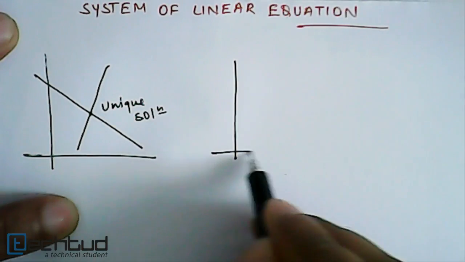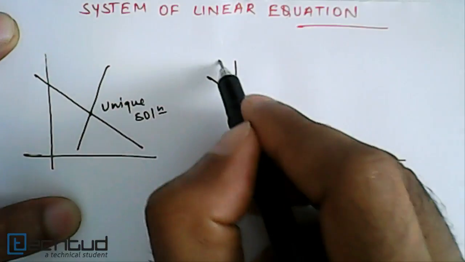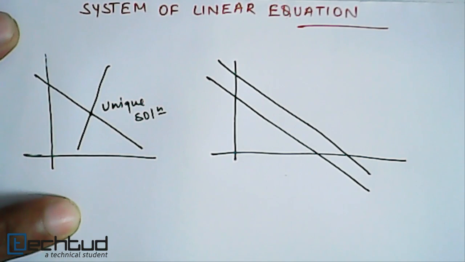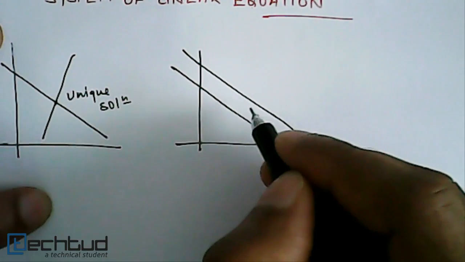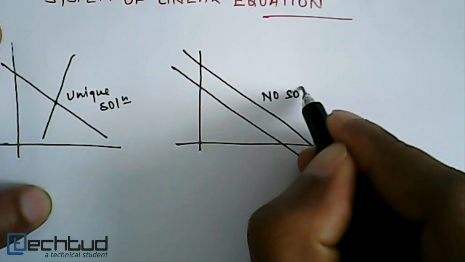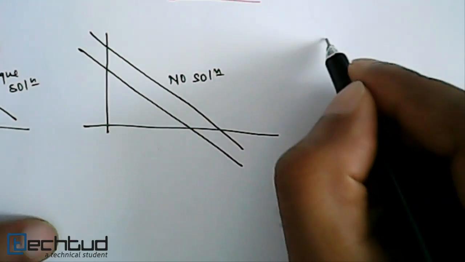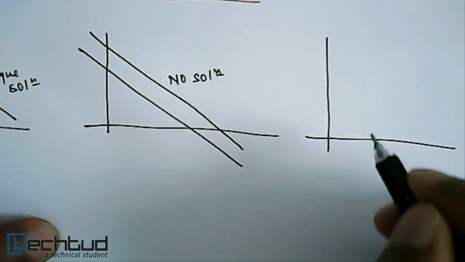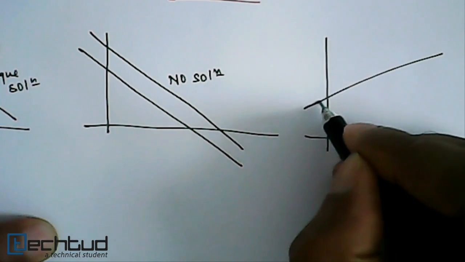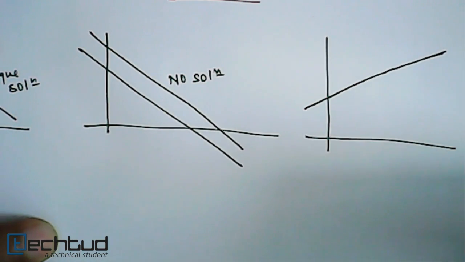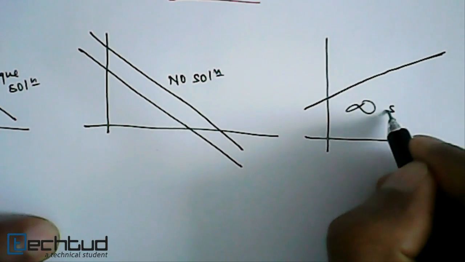But what if we have two parallel lines? Two parallel lines mean no solution. But what if we have two lines whose equations are coinciding? Then there are infinite solutions.